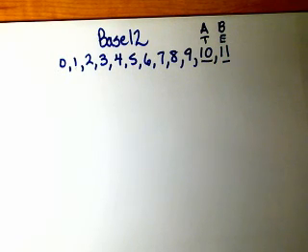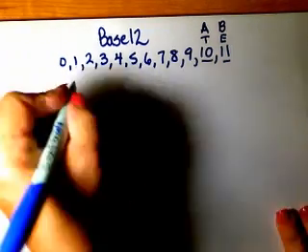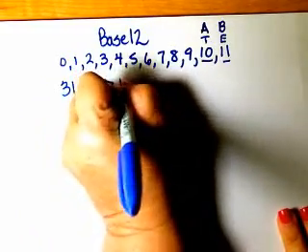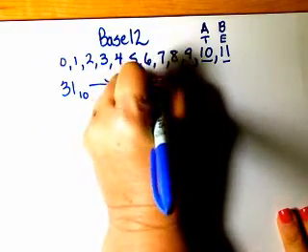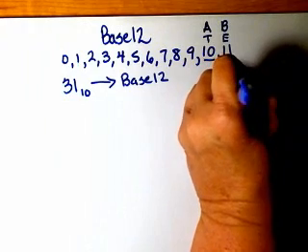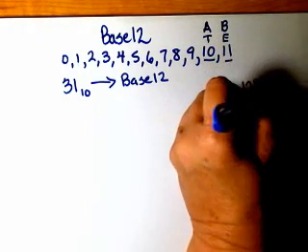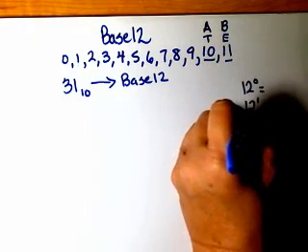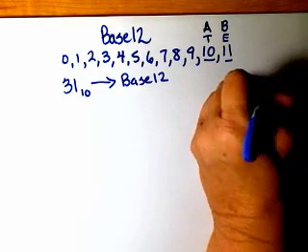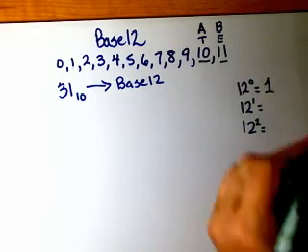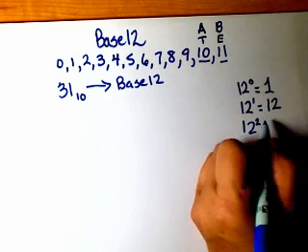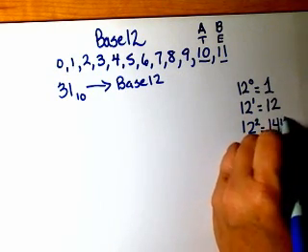Okay, so let's talk about the number 31 base 10, and we're going to convert it to base 12. So let's think about our bases. 12 to the 0 power, 12 to the first power, 12 to the second power. 12 to the 0 is still 1. 12 to the first power is 12. 12 to the second power is 144.